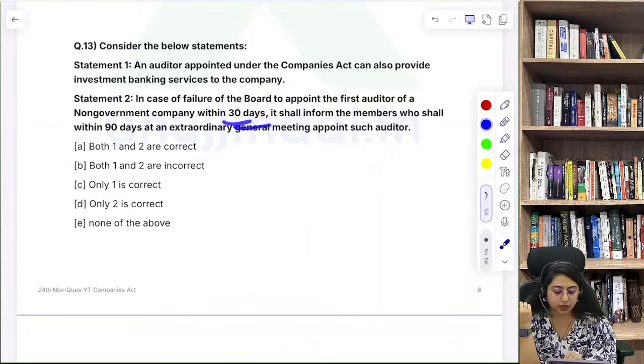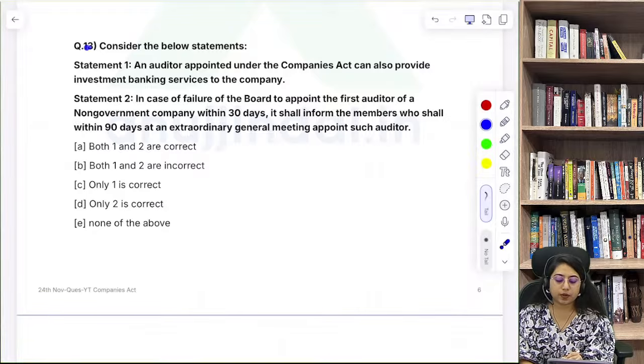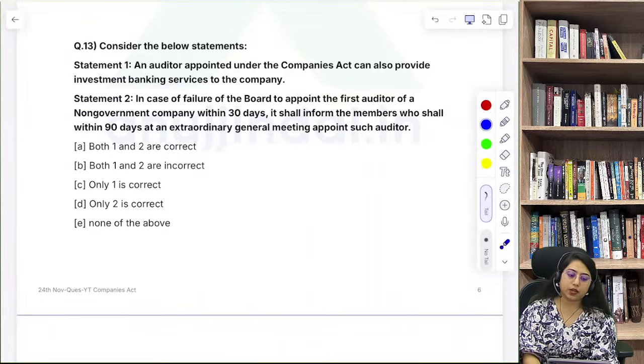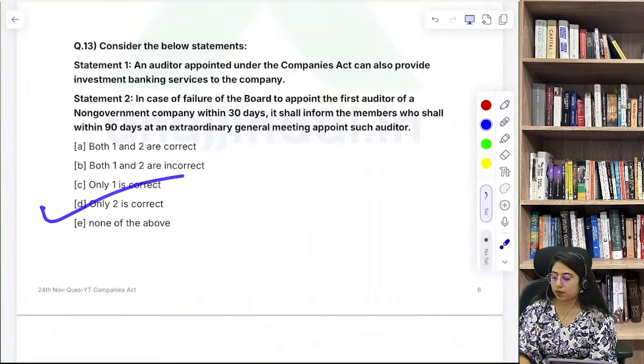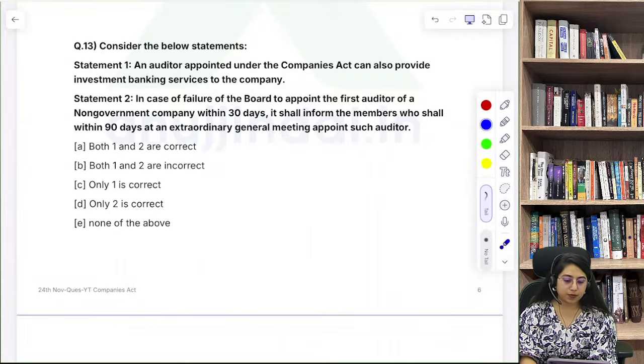Absolutely, Kajal, only statement 2 is correct. An auditor appointed under the Companies Act can also provide investment banking services to the company. There are certain services which are prohibited for an auditor to provide, under which investment banking services also come. Since this is prohibited for an auditor, this statement becomes incorrect and statement number 2 is correct. So the right answer is option number D. Okay? An auditor cannot provide investment banking, internal audit, management services, or similar engagements. So, investment banking comes under section 144 of the Companies Act. All right. I hope it's absolutely clear.